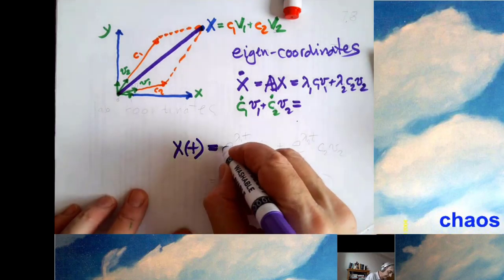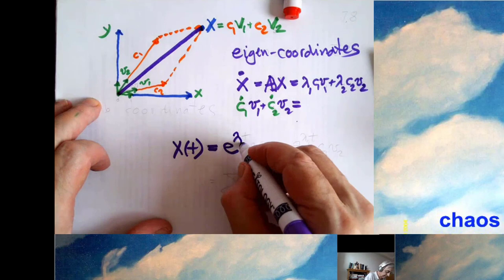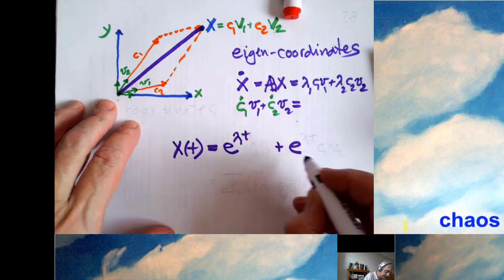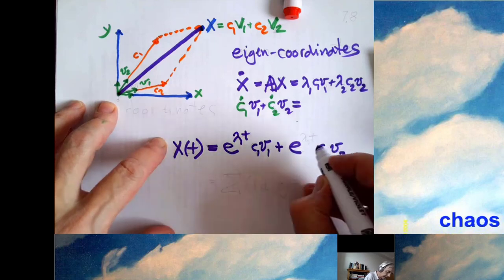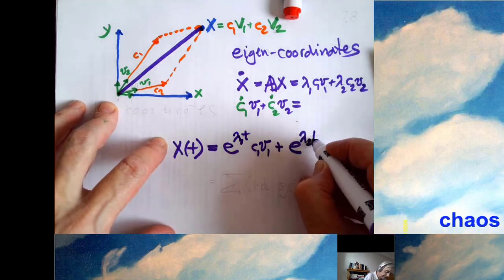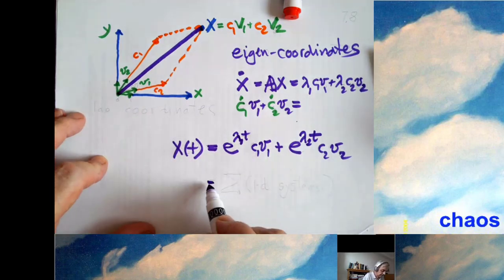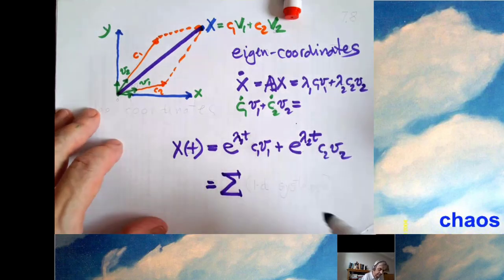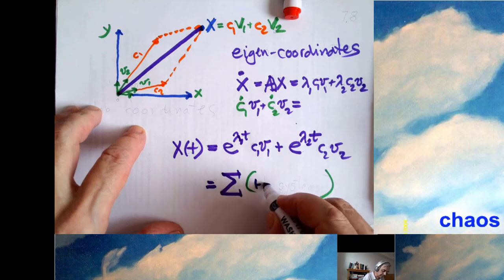And in electrical engineering and in quantum mechanics, this is what you do all the time. You say my solution is a sum of eigenstates or eigenvectors, whatever they were. And in these one-dimensional subspaces, it behaves very simply, just exponential in the subspace. So what's beautiful about eigenvectors is that you can take a system here in two dimensions, but in any number of dimensions, and you can write it as a sum of one-dimensional systems.